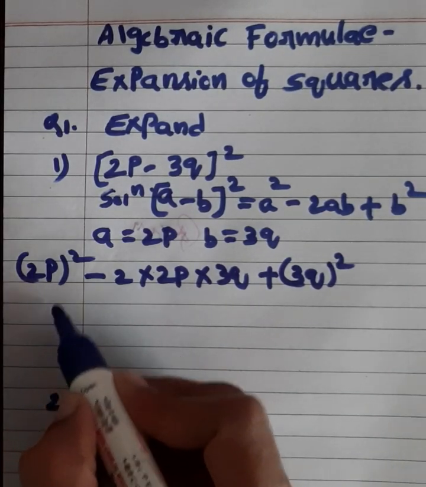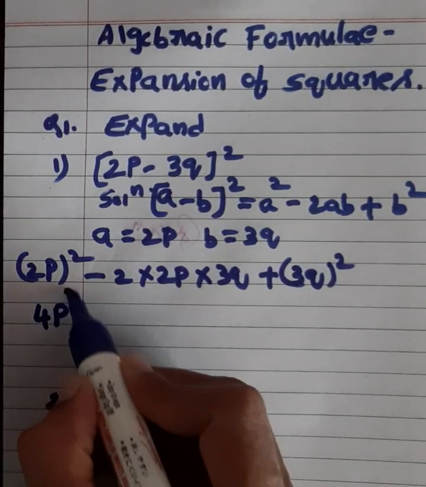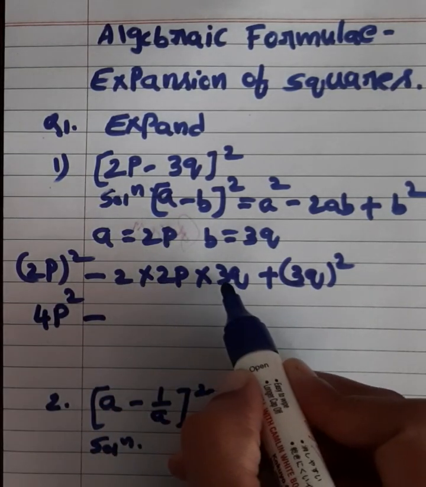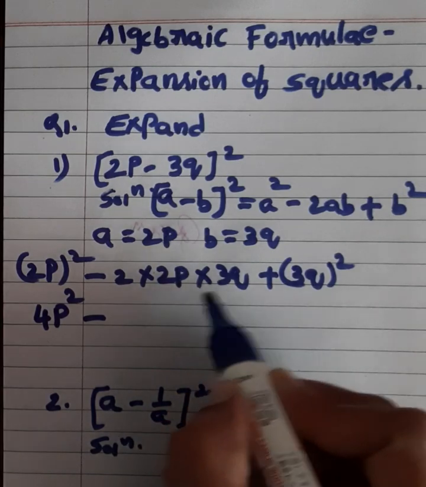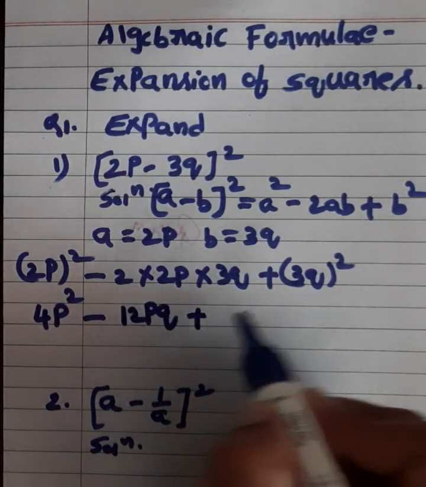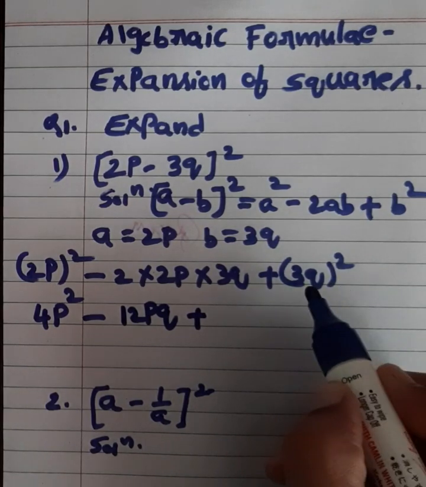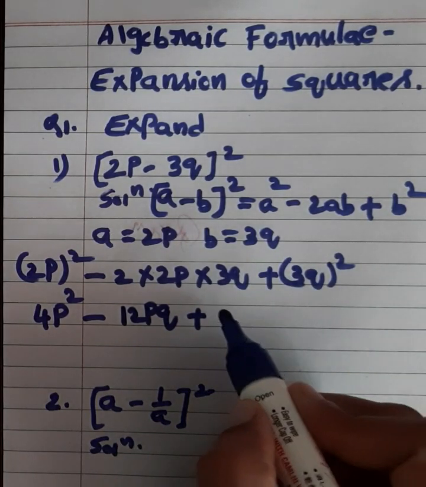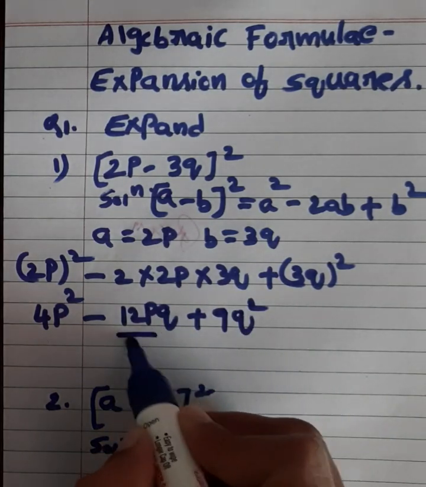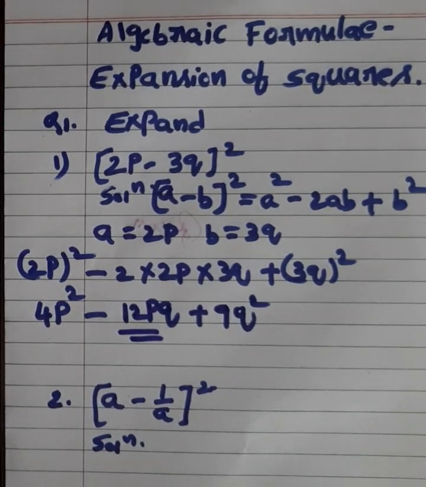2p into 2p, 4p square, minus 2 2s are 4, 4 3s are 12, pq, plus (3q) whole square means 3q into 3q, 9q square. So, this is our answer.